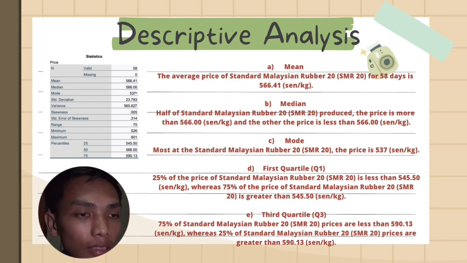And the last one is the third quartile. The third quartile is a value where 75% of the observations are lower and 25% are higher in the data. In this data, 75% are less than 590.30 cent per kilo, and 25% of SMR20 are greater than 590.13 cent per kilogram. This is our descriptive analysis for SMR20.